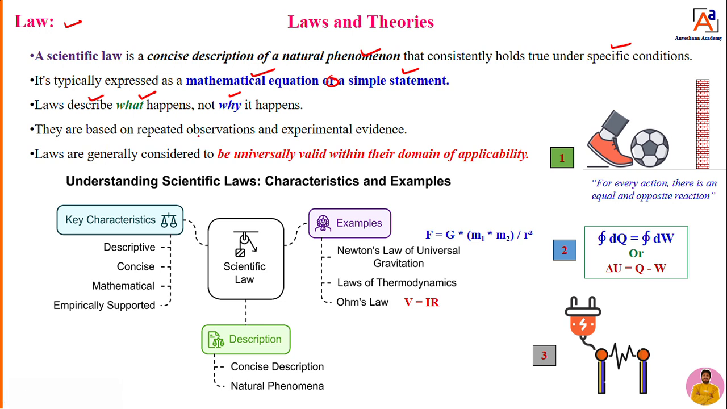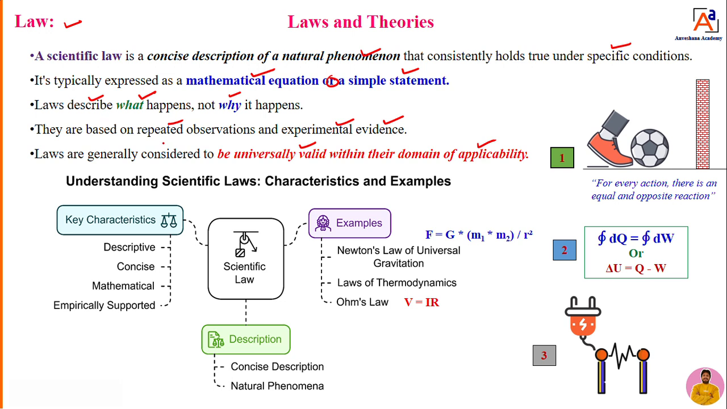Now, these laws are based on repeated observations and experimental evidence. Before giving the law, what will they do? They will do repeated observations and experimentation. Then they will give the law with sufficient evidence. One thing, whatever law they give is to be considered universally valid, and it can be used for different applications. The laws are universally valid and accepted for different applications. Those are the laws.